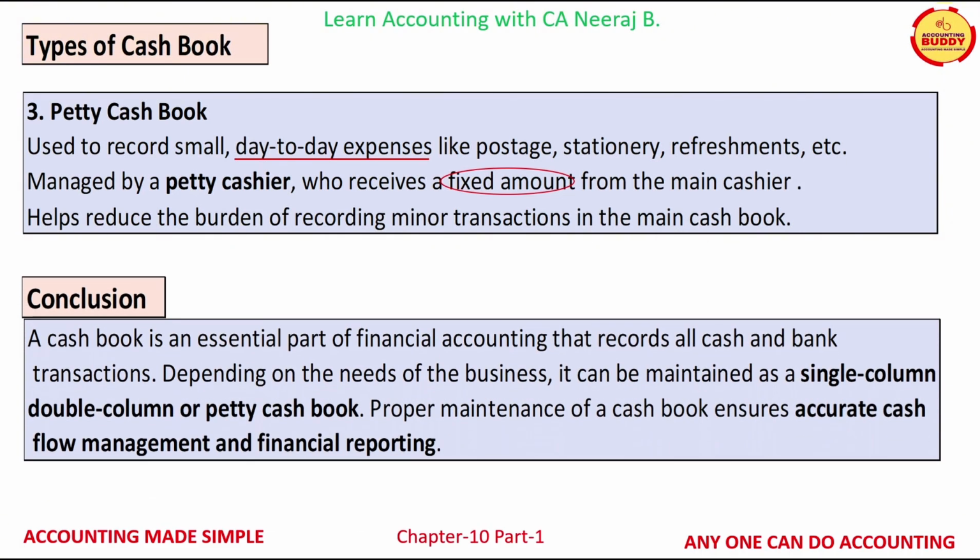A cash book is an essential part of financial accounting that records all cash and bank transactions. Depending on the need of the business, it can be maintained as a single column, double column, or a petty cash book. Proper maintenance of a cash book ensures accurate cash flow management and financial reporting.